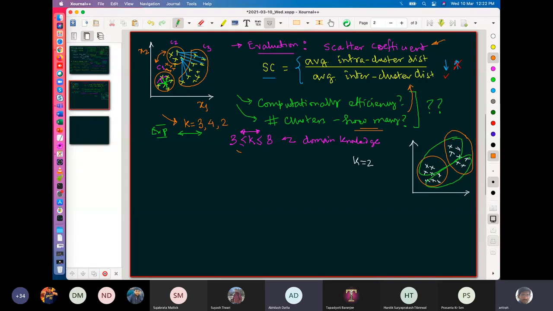But navigating how many clusters is purely experimental. For that, people do not follow scatter coefficient. People follow something called the Silhouette coefficient. I will come to that. But it says cohesion versus separation. That's all. So scatter coefficient is a measure between cohesion versus separation.